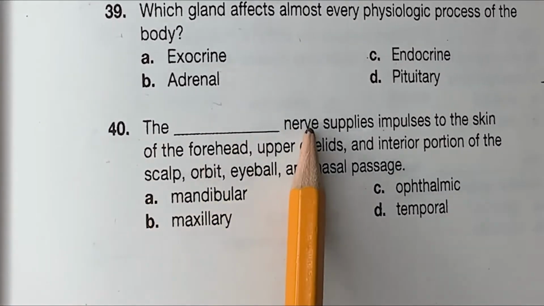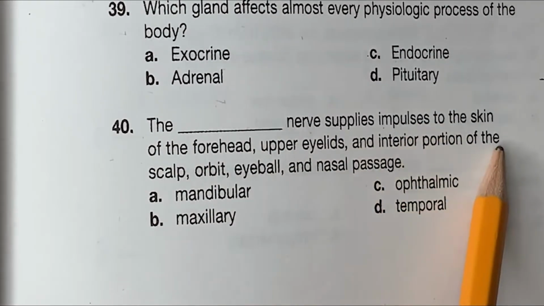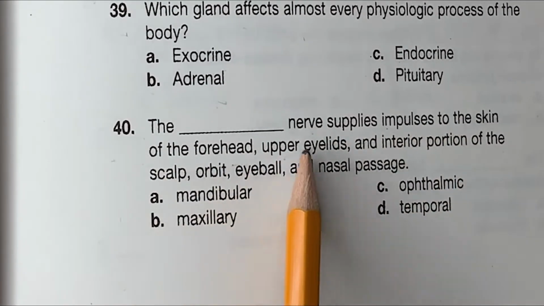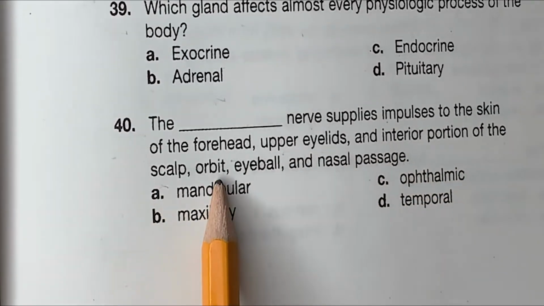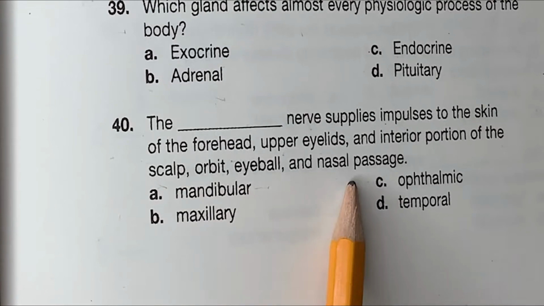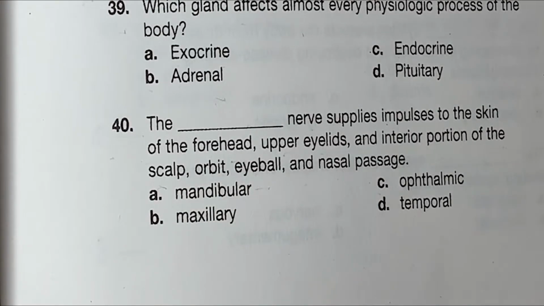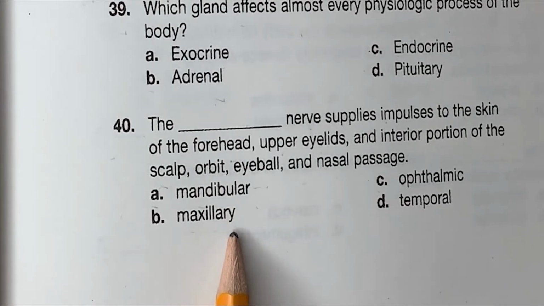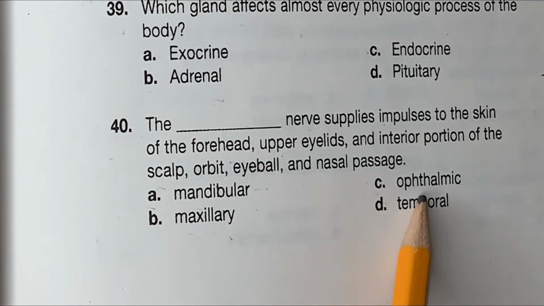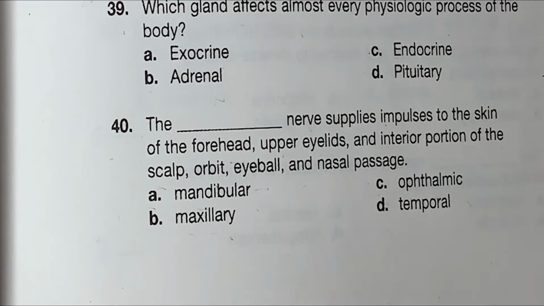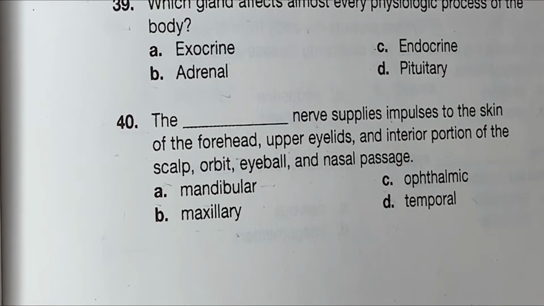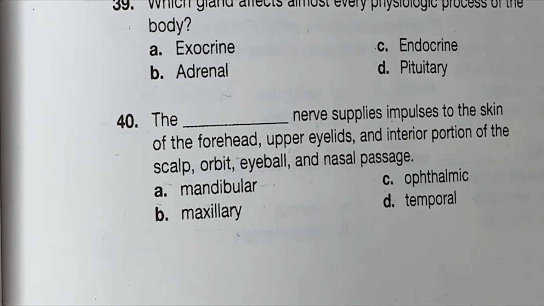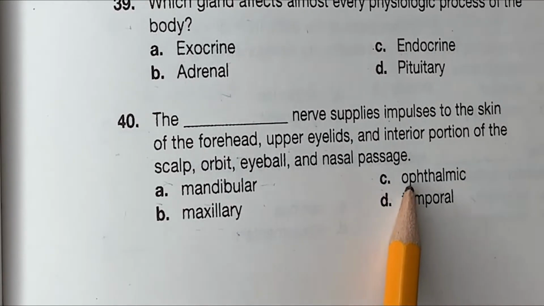40. The blank nerve supplies impulses to the skin of the forehead, upper eyelids, and anterior portion of the scalp, orbit, eyeball, and nasal passage. Is it A, mandibular? B, maxillary? C, occipitals? Or D, temporal? And your correct answer is E, popliteal.